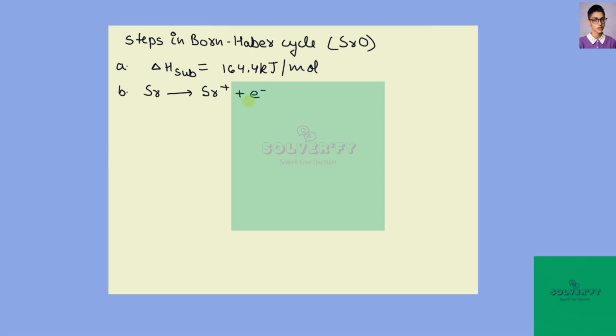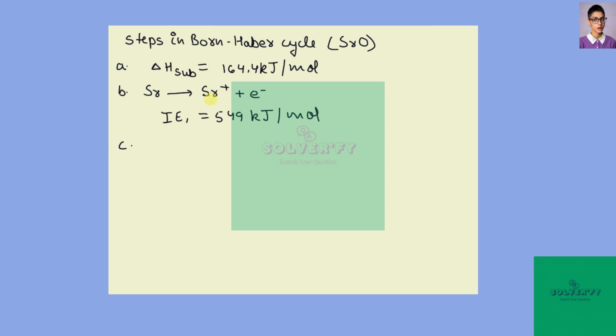Now the second step, after this, is the first ionization of strontium to strontium plus, where an electron is released. Here the ionization energy 1 is equal to 549 kilojoule per mole.